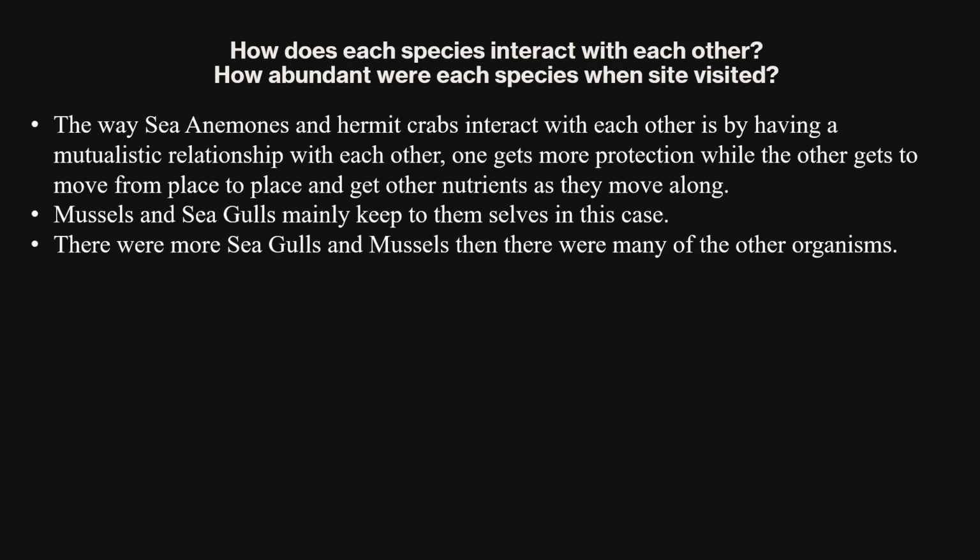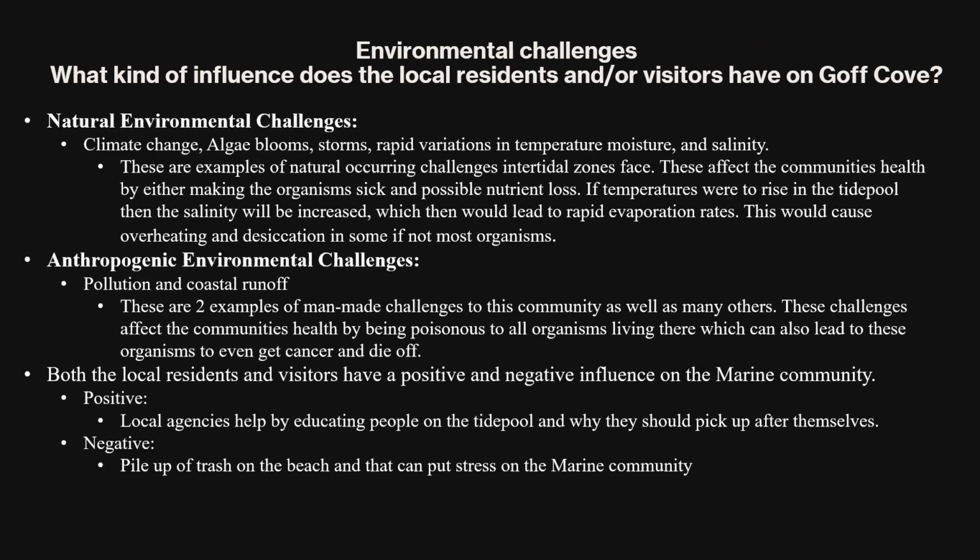At this location, there were two main abundant species, which were the seagulls and the sea mussels. The environmental challenges intertidal communities face would be from climate change, temperature increase, salinity increase, algae blooms, etc. These can cause organisms to get sick, and as temperatures and salinity rise, that'll lead to more rapid evaporation rates, causing overheating and desiccation, or drying out.